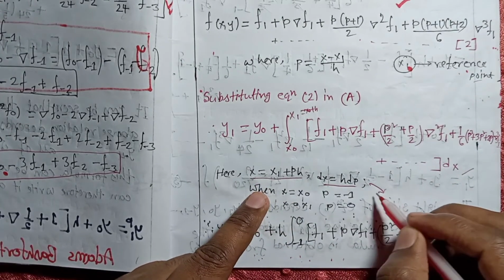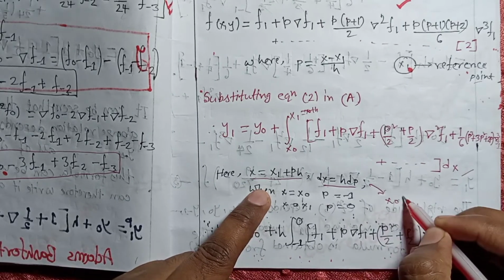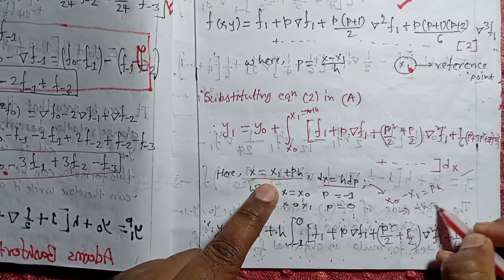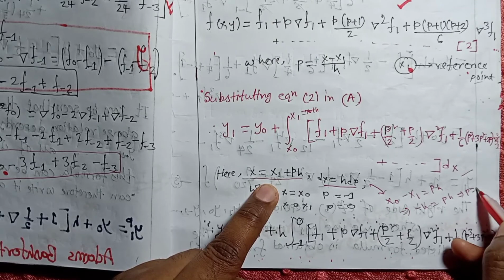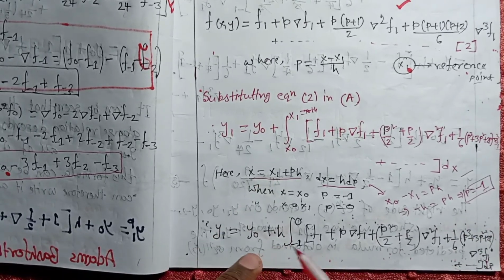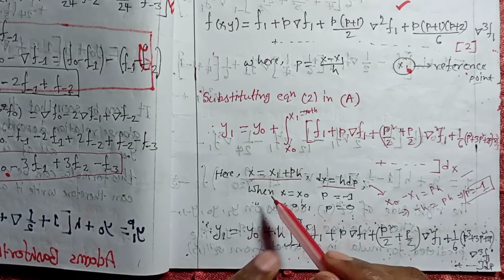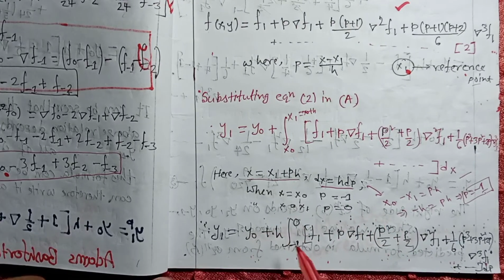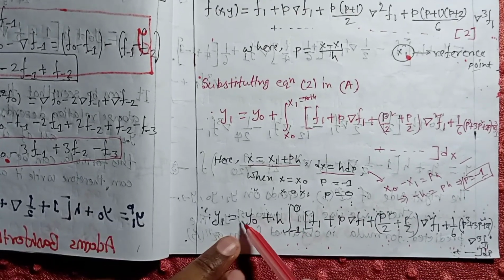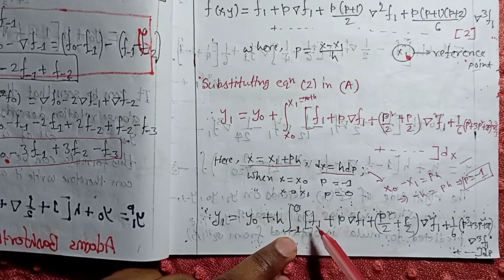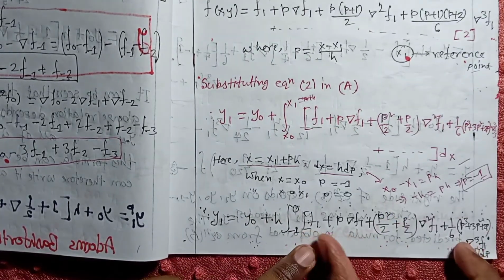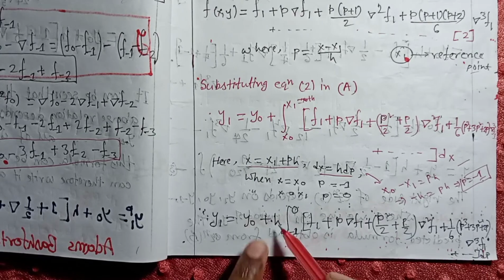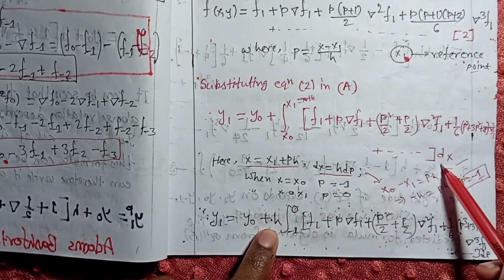Now, when x equals x0, we get p equals minus 1. Why? Because x0 minus x1 equals ph, that is minus h equals ph, so p equals minus 1. When x equals x1, p equals 0. Now we solve that: y1 equals y0 plus h times the integral from minus 1 to 0 of f1 plus and so on, with h dp for dx.